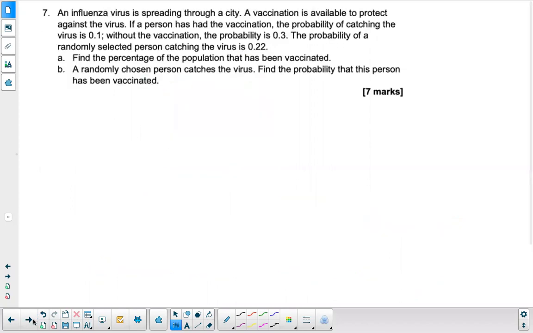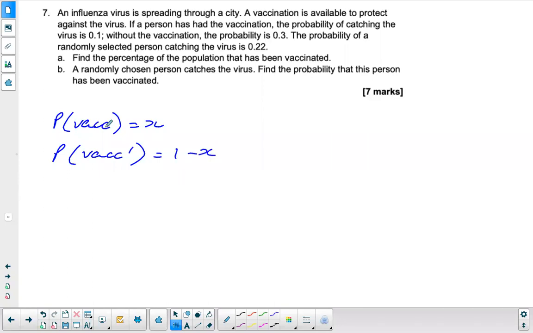Question 7. An influenza virus spreading through the city, vaccination is available, and so on. Find the percentage of the population that has been vaccinated. Well, let's start off by saying the probability that somebody is vaccinated is X. Then that gives you the probability they are not vaccinated. That prime is equal to 1 minus X.